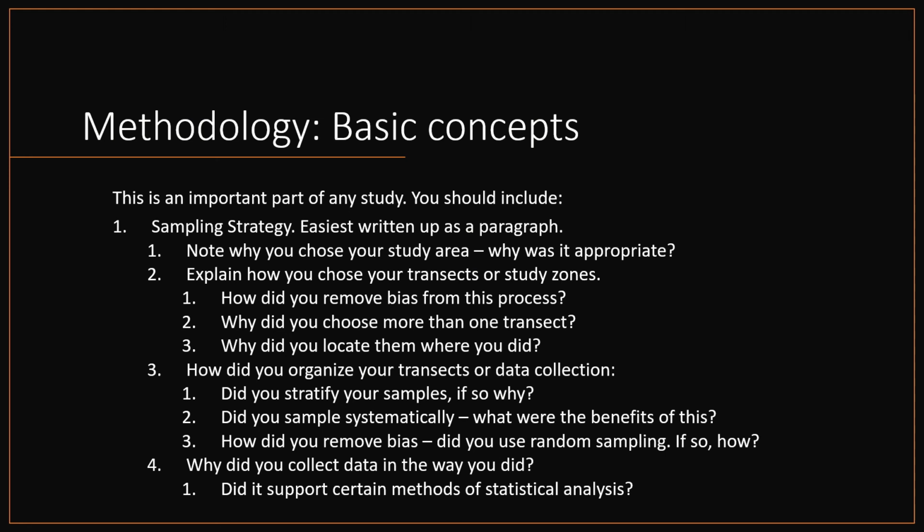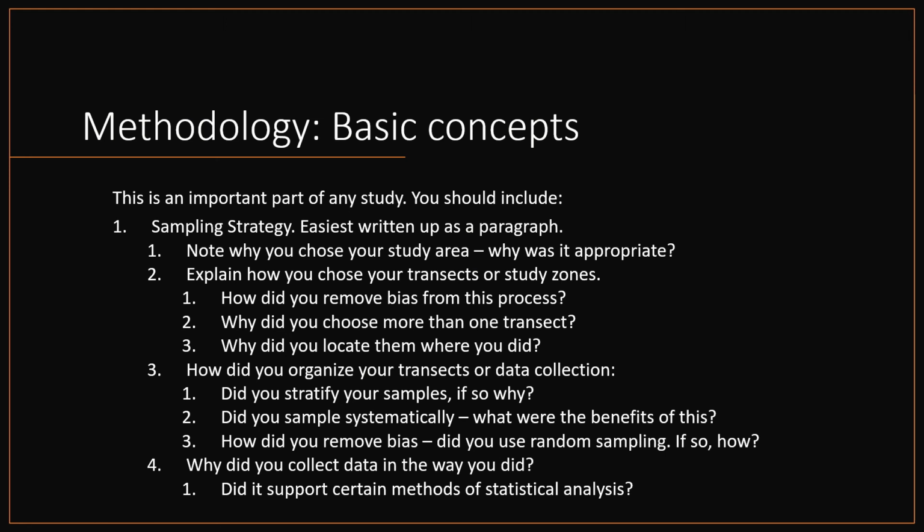If you chose more than one transect, why? Did it offer grounds for comparison? If so, great. Were those comparisons significant, was one slope significantly different to the other? Was one slope vegetated differently to the other? Did it have different vegetation?